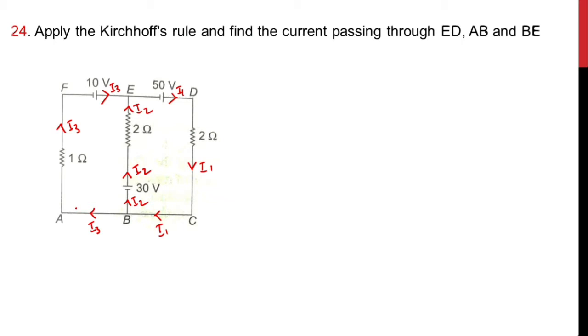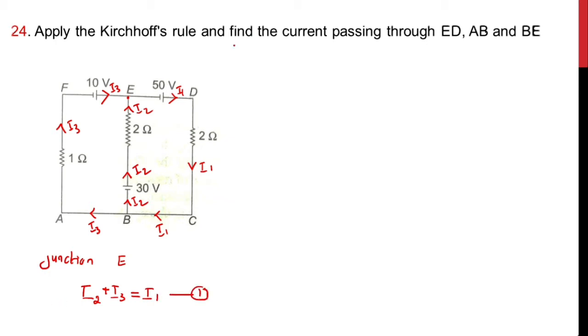Now we have to use Kirchhoff's rule. First of all, we can use it at the junction E. At the junction E, what current rule can we apply here? Current entering the junction is equal to current leaving the junction. What is the current entering here? I2 is entering and I3 is also entering, which is equal to the current leaving the junction, which is I1. Say it is equation number 1.